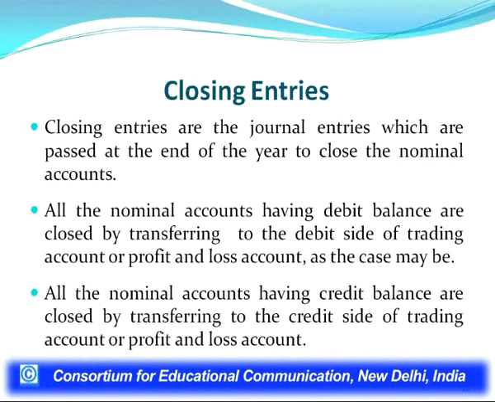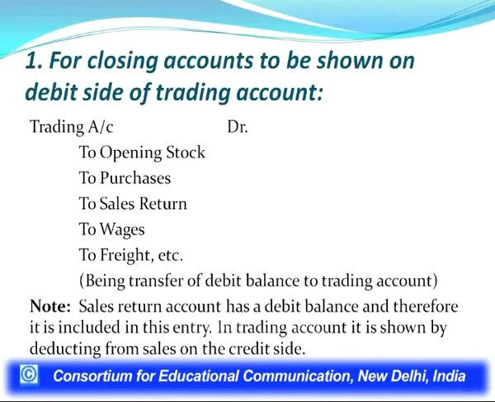All the nominal accounts having debit balances are closed by transferring their balances to the debit side of trading account or profit and loss account, as the case may be. All the nominal accounts having credit balance are closed by transferring their balance to the credit side of trading account or profit and loss account. We see here how many journal entries commonly are required.